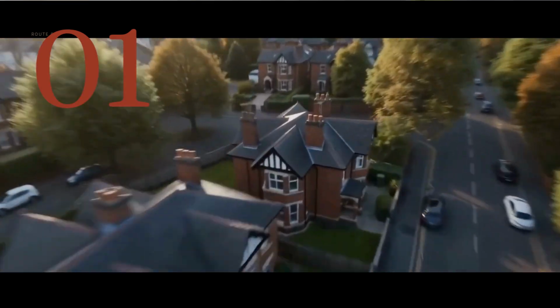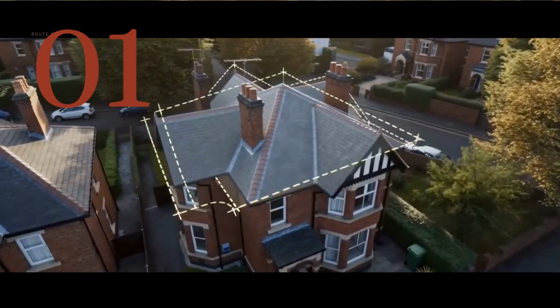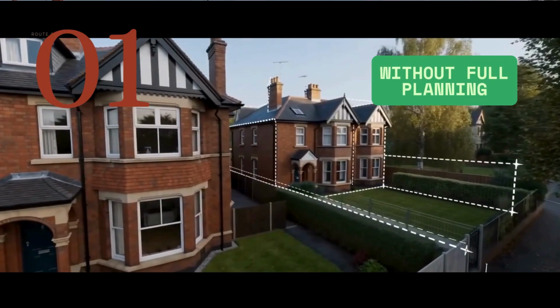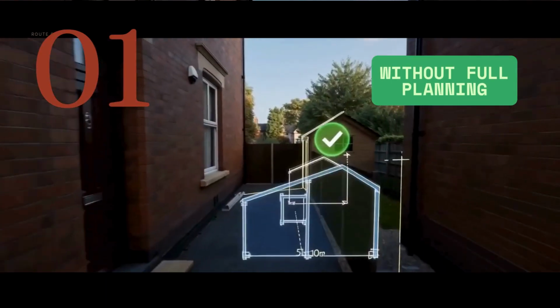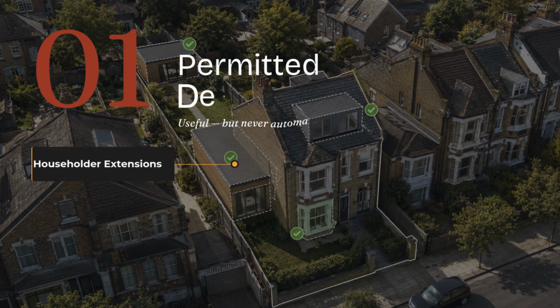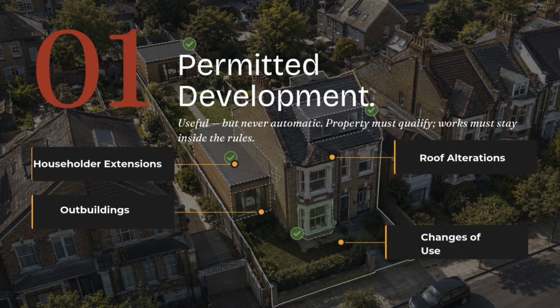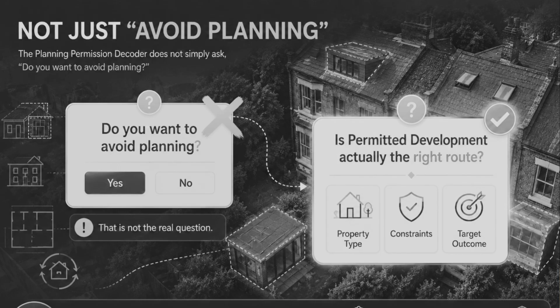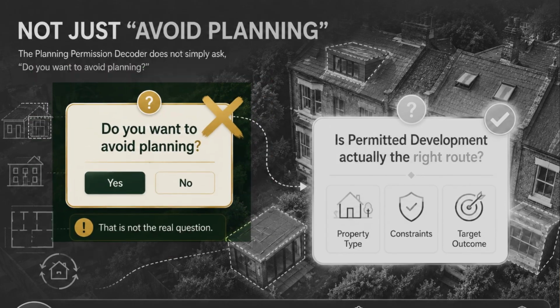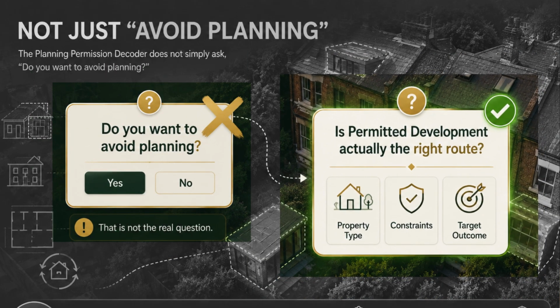Permitted development can be a powerful route. It may allow certain works or changes without a full planning application, provided the proposal meets the relevant limits and conditions. This can apply to certain householder extensions, roof alterations, outbuildings, changes of use, and other defined categories. But permitted development is not automatic. The property must qualify. This is why the Planning Permission Decoder does not simply ask, do you want to avoid planning? It helps you check whether permitted development is realistically the right route for the project you are considering.